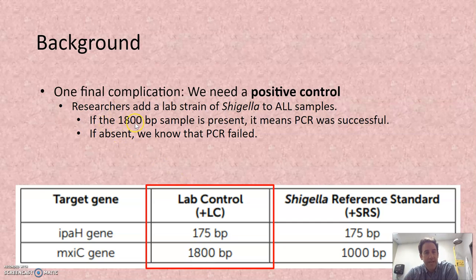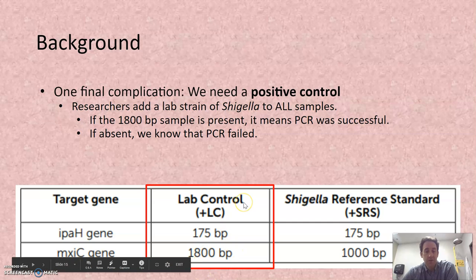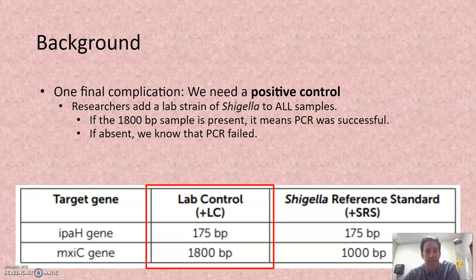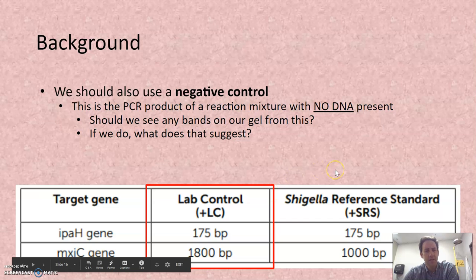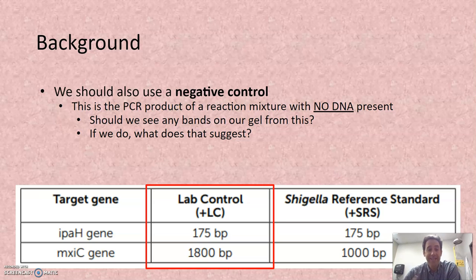So if that 1,800 base pair fragment is present, it means that PCR was successful and we can count on our results. If that 1,800 base pair segment is not present, then we know that PCR failed and that our data is essentially meaningless. Okay. Now, yes, we have a positive control. We also should have a negative control, which is a PCR product of a reaction mixture with no DNA present. In that case, should we see any bands on our gel if there's no DNA? The answer is no, we shouldn't. And if we do, then that tells us there was contamination present. So both a positive and negative control are important for this particular one.